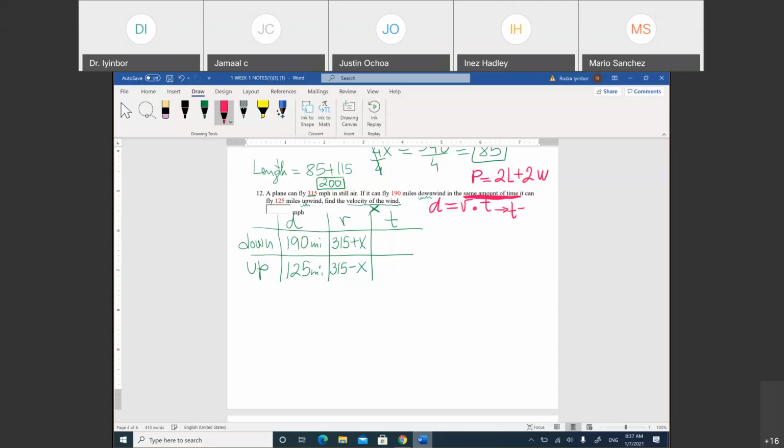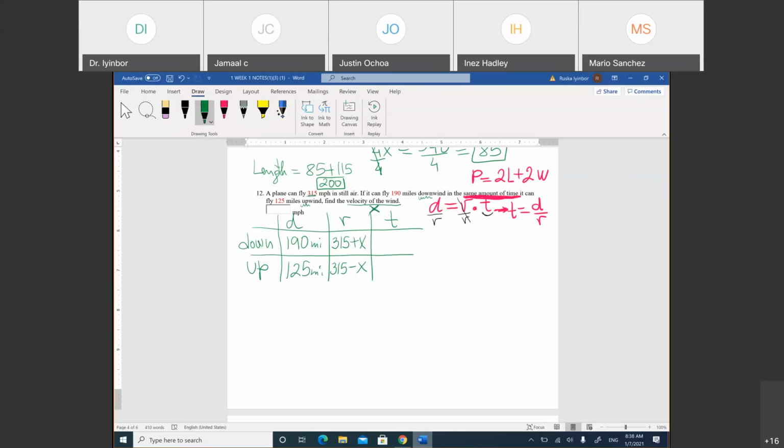You're going to divide both sides of this equation by r, if I want to get t by itself in this formula. So the time is going to be the distance divided by the rate. Okay? Everybody understand how I solved this formula for the time? That's the formula I'm going to use to fill out the table for the time.